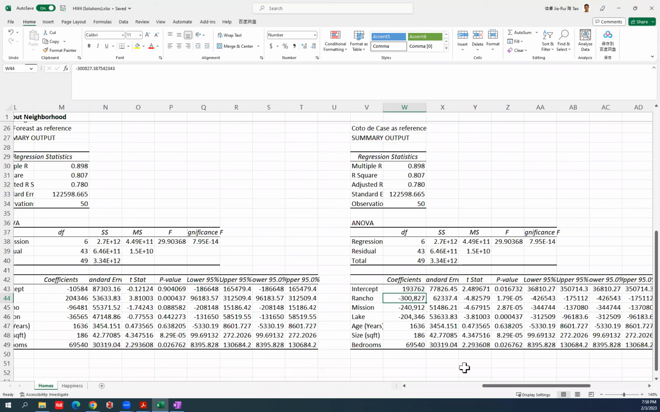Got it. So Jerry, any question? With that thought process, could we say for Mission, a house at Mission, with the other things being constant compared to Cota de Casa, is always going to be $240,912 less, and for Lake $204,000, $346,000 less? Yeah, exactly. You did a great job.